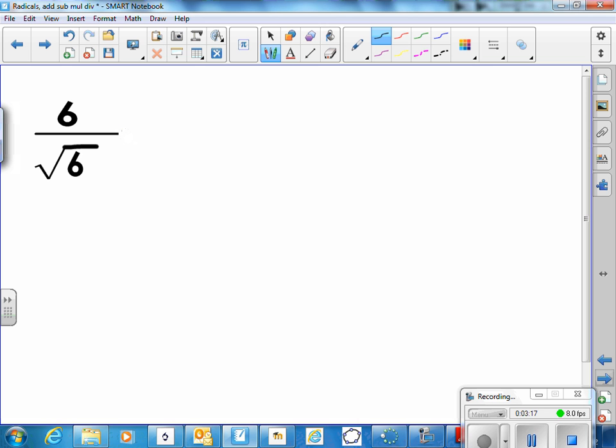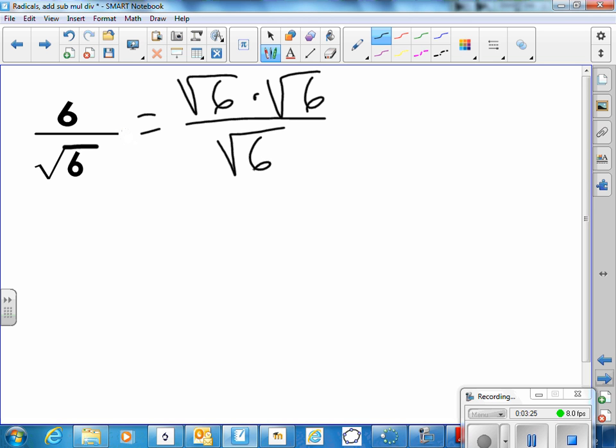Let's factor, for dividing, let's factor that 6 into the square root of 6 times the square root of 6. So then it's easier to cancel, and that just equals the square root of 6. So the square root of 6 times the square root of 6 is the square root of 36, which is 6.